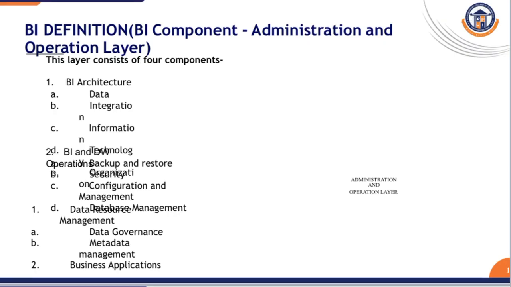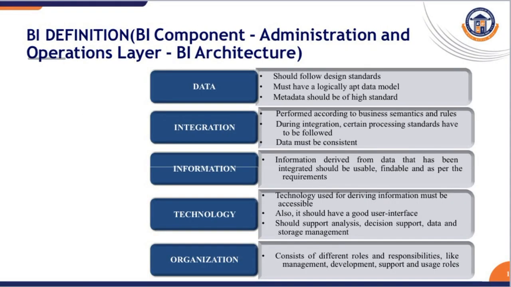The layer consists of four components: BI architecture, BI and DW operations, data resource management and business applications. These are said to be the whole layer or whole architecture for BI. And some of the components of BI architecture are data, integration, information, technology and organization.